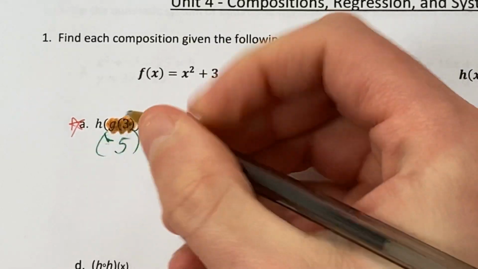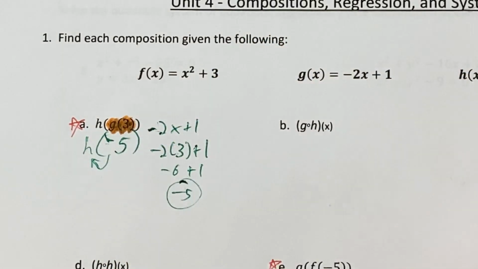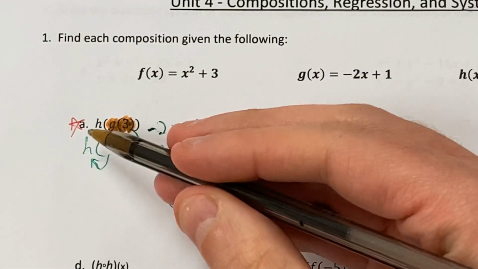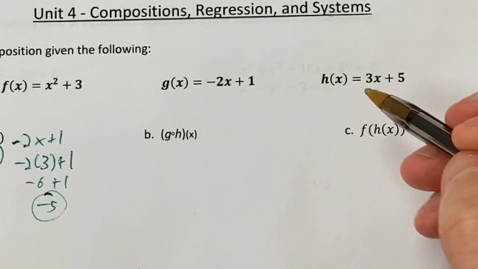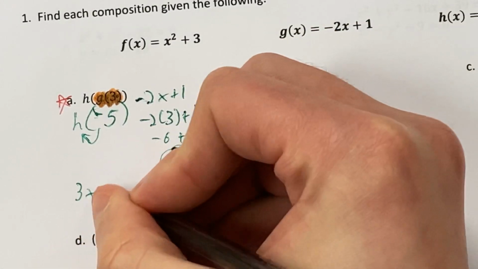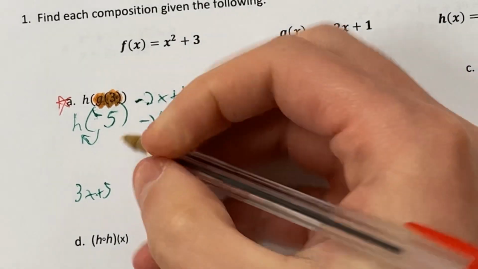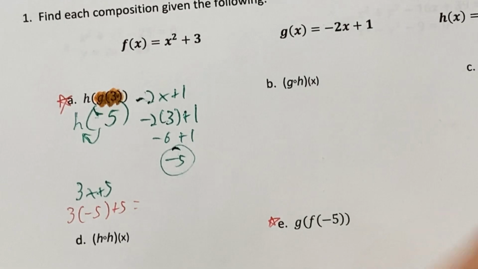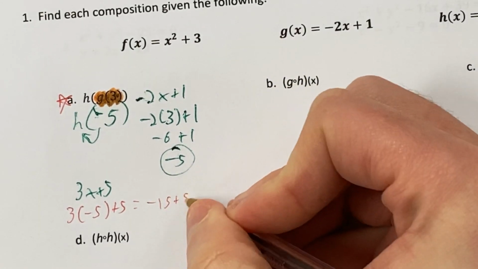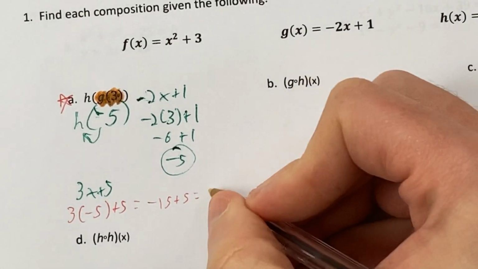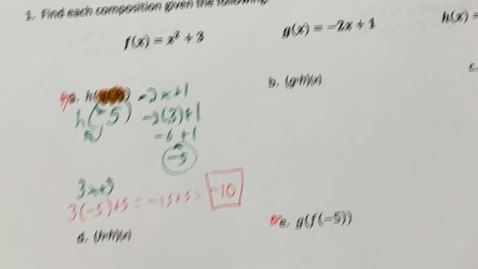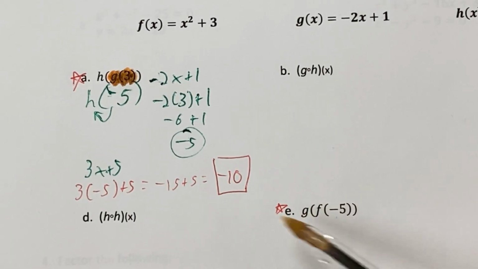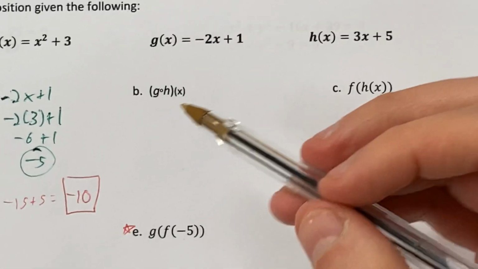And what you would do then is take that number and plug it into h. So once again, you find what g of 3 is, you get that number, and you plug it into h, where h is 3x plus 5. So you plug that in, you get 3 times negative 5 plus 5, which is negative 15 plus 5, which is negative 10, and that's the answer. Done. Something similar is going to be done with E, but that comes up later. So we'll go on to B.